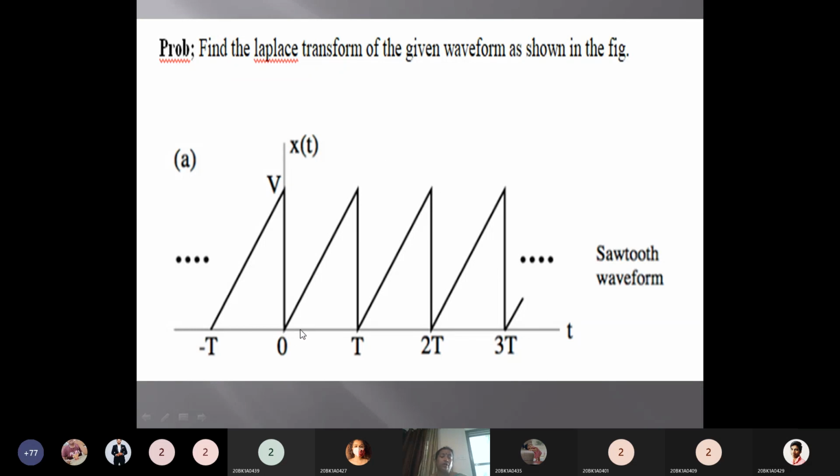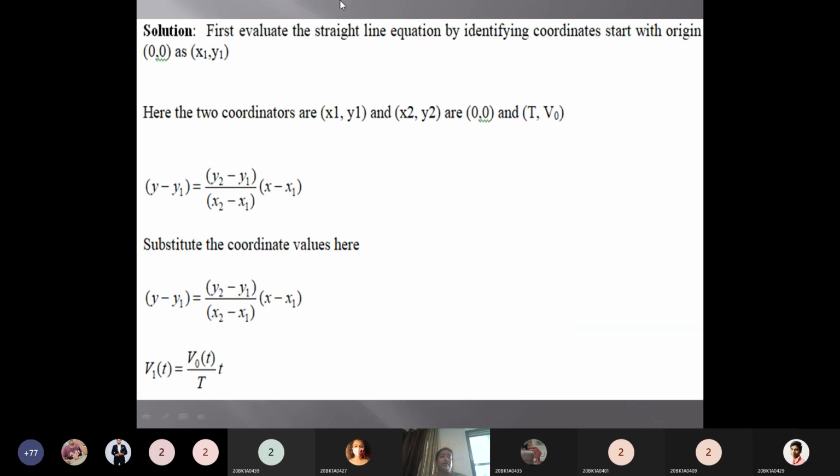Now we have this particular slope. On the x-axis it is time t. On the y-axis we are denoting it here as x of t. Whatever it is, according to the problem, we can proceed. How to proceed to get the Laplace transform of the given sawtooth waveform? Let us see. Now, is the slide visible? I think so.